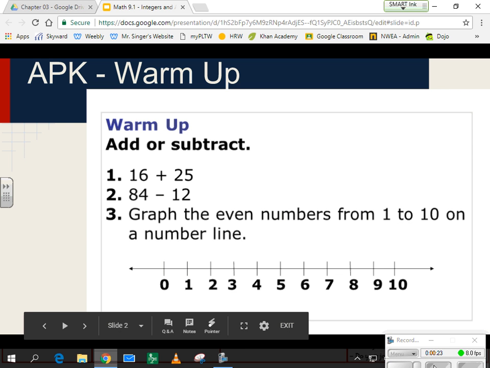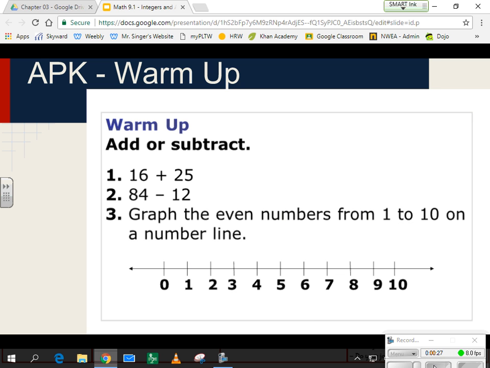Here's your warm-up today. You got 3 questions. Add and subtract, and then give the even numbers in the number line from 1 to 10. Go ahead and mark those. Come back when you're done.